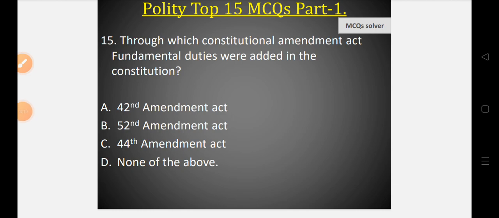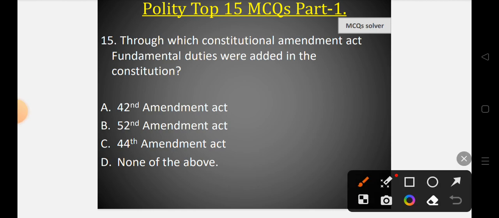Now question number 15, the last question of this video. Through which constitutional amendment act were fundamental duties added in the constitution? Let's look into the options. Option A, 42nd Amendment Act. Option B, 52nd Amendment Act. Option C, 44th Amendment Act. Or option D, none of the above.